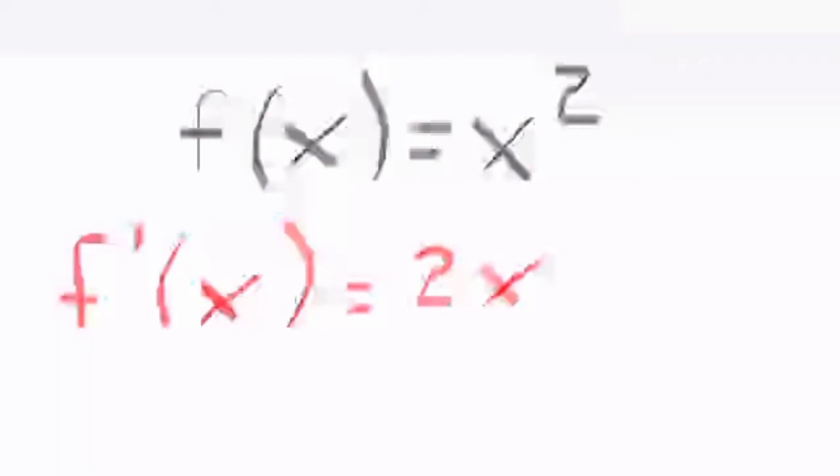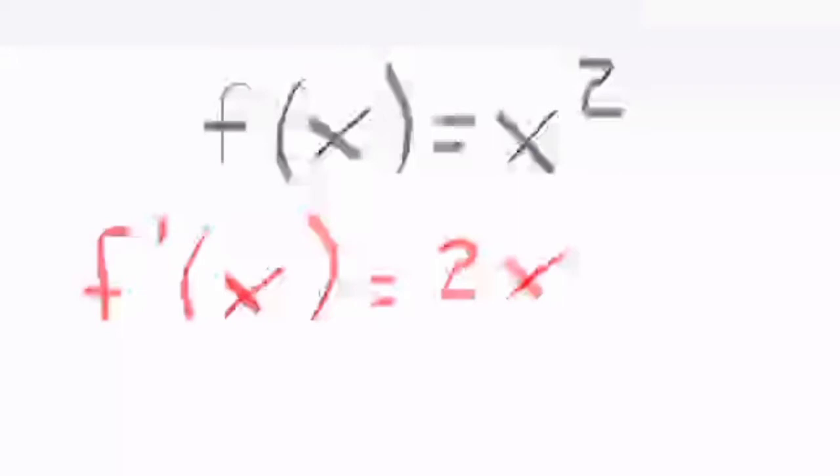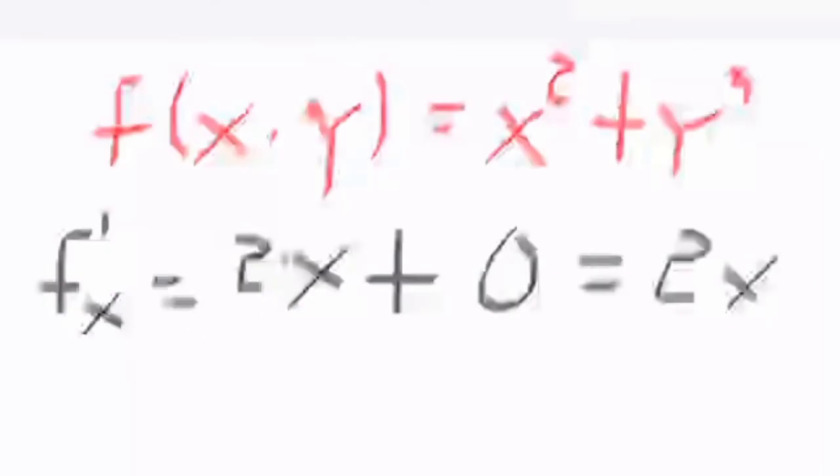So let's first think about a function of a variable x, which is f of x is equal to x squared. We can find its derivative using the power rule, which is the first derivative of x squared is 2x, right? Now, what about a function of two variables x and y? So we have f of x and y is equal to x squared plus y squared. I mean y cubed here.